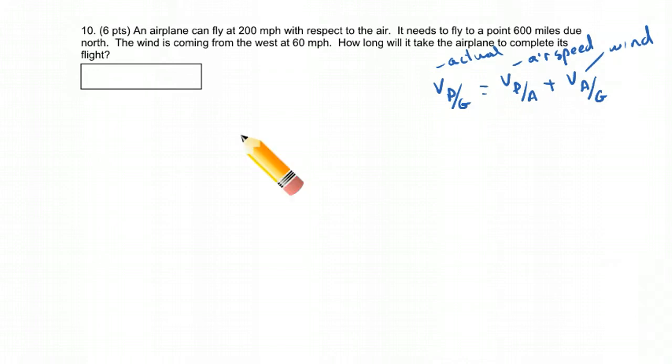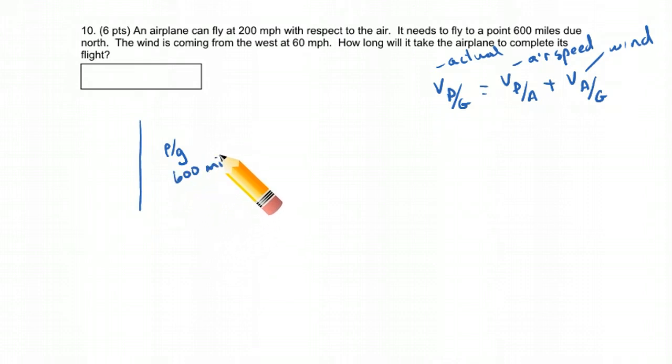Let's draw a picture here. We want to fly 600 miles due north. So that's going to be the plane with respect to ground. That's how far we want to actually fly, and that's 600 miles. And we don't know the actual velocity of the plane with respect to ground. So that vector is going to be the addition of these two other vectors.